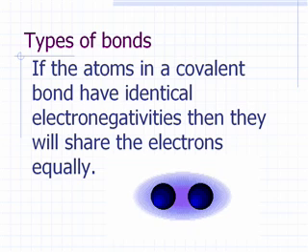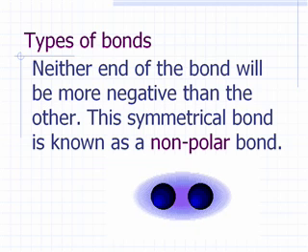If the two atoms in a covalent bond have identical electronegativities, and that's only going to occur when they are identical elements, well, they'll share the electrons equally. So if you had two oxygens or two chlorine atoms forming a diatomic molecule, the electrons would be evenly shared and would spend equal time at either end of the bond. Neither end of the bond will be more negative, and that symmetrical bond is known as a non-polar bond or purely covalent bond or pure covalent bond.